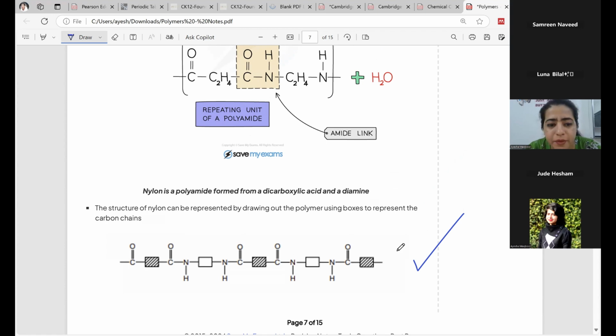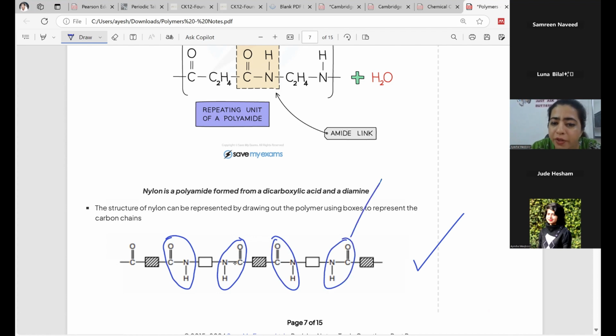Samreen, 4, right? There is one CONH over here. CO can come on the right side or left side, no problem. Total CONH is here. There is another CONH over here. So total 4 amide groups are there.